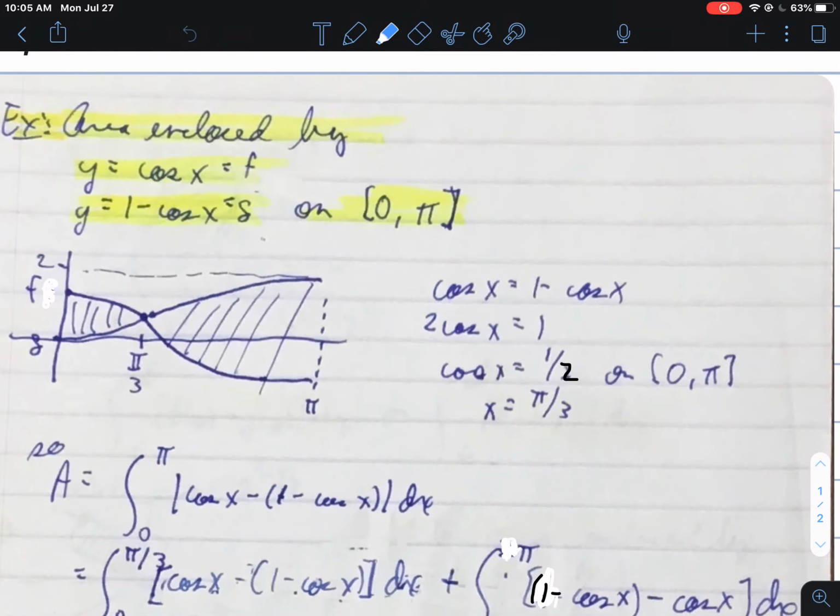So this is kind of our most involved scenario with this, right? For example, I've got the area enclosed. I know we love our trig functions. Y equals cosine of x, I'm going to call that function f. Y equals 1 minus cosine x, I'm going to call that function g. And I'm looking at the area enclosed between those two curves on the interval from 0 to pi. So I went ahead and graphed them. There's our function f and our function g, a rough sketch.